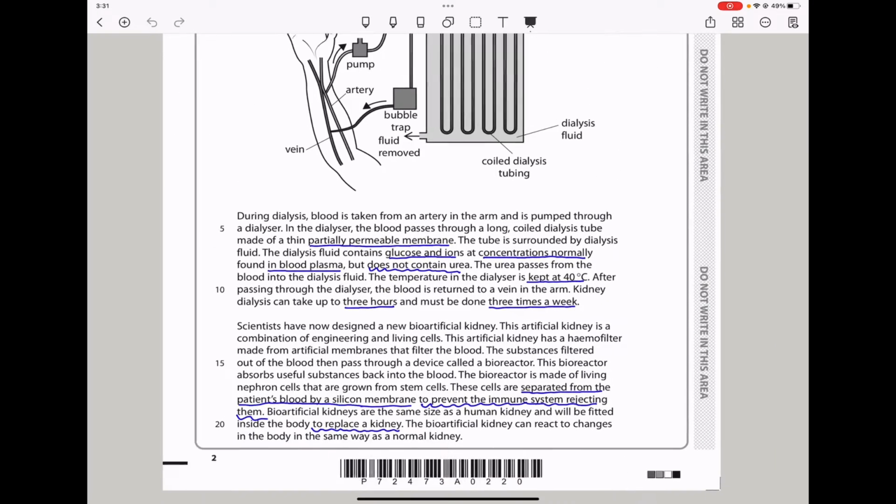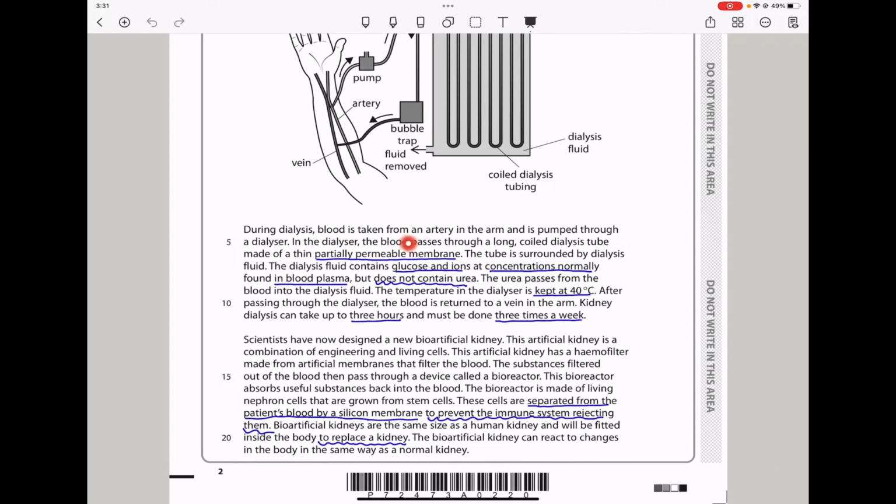If we go back to line 5 to 11, they talk about the dialyzer being coiled. So the coiling is to increase the surface area. They also talk about the idea that it's partially permeable. This is to allow certain substances to go in and some not to go through. They talk about the idea that there is no urea, and this is to ensure that urea leaves the blood and goes into the dialysis fluid. They talk about the idea that it's kept at 40 degrees Celsius. This is to ensure that there is great enough kinetic energy for substances to diffuse at fast enough rate.